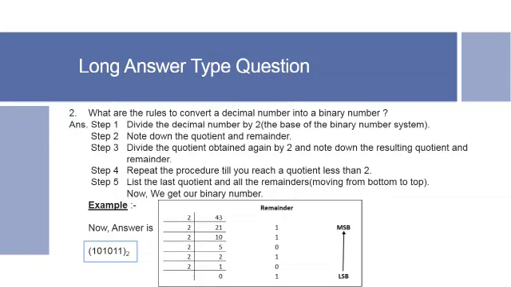Now we get our binary number. As an example, I have taken 43. If I divide 43 by 2, we get 21 as quotient and 1 as remainder. Again I divide 21 by 2, I get 10 as quotient and 1 as remainder. After that I just repeat that process. And your answer is 101011, because your answer is read from bottom to top, and bottom is your LSB and top is your MSB, most significant bit, least significant bit.